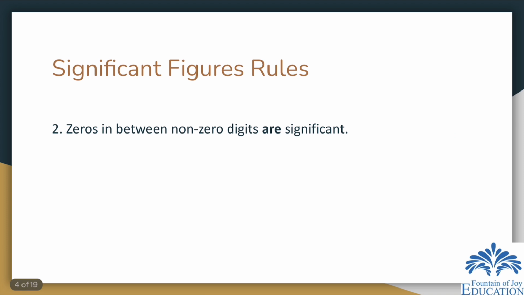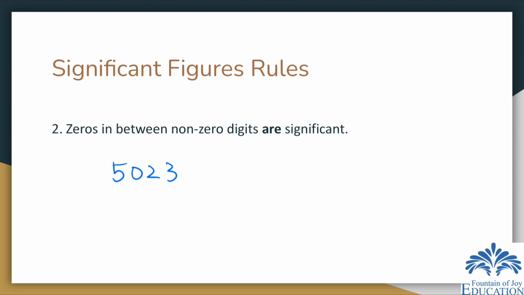Number 2, zeros in between non-zero digits are significant. For example, 5,023. The 0 is in between 5 and 2. Therefore, that 0 is significant. And 5,023 has 4 sig figs.